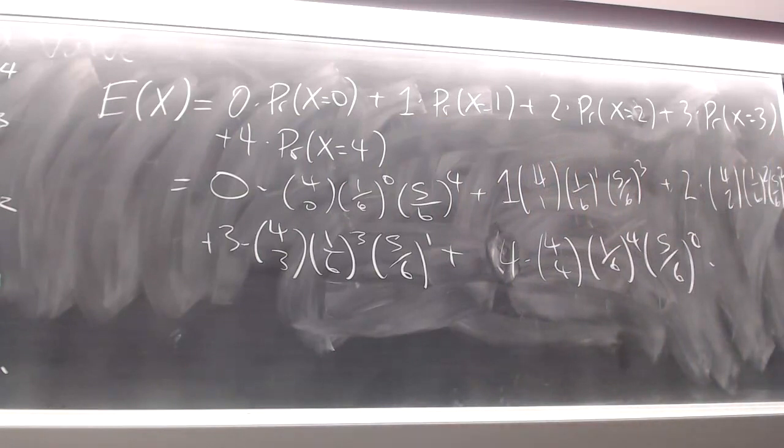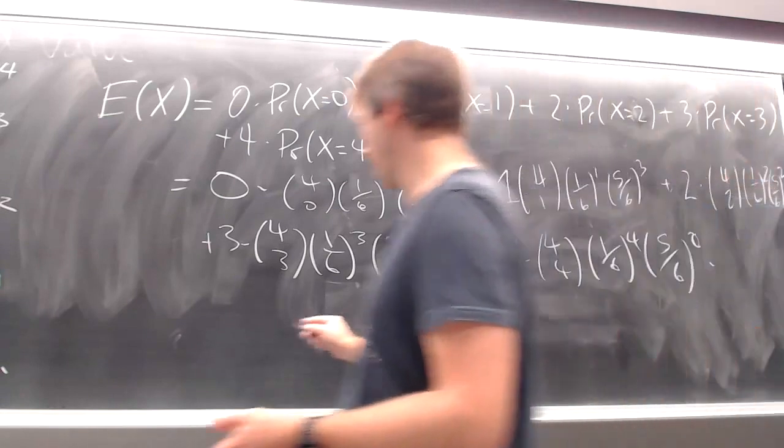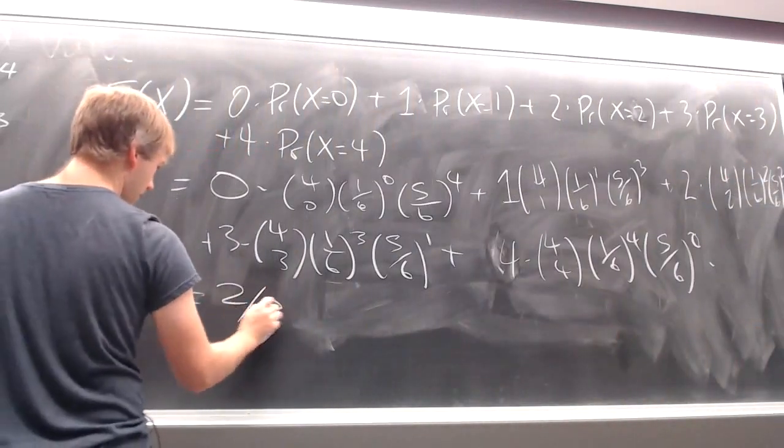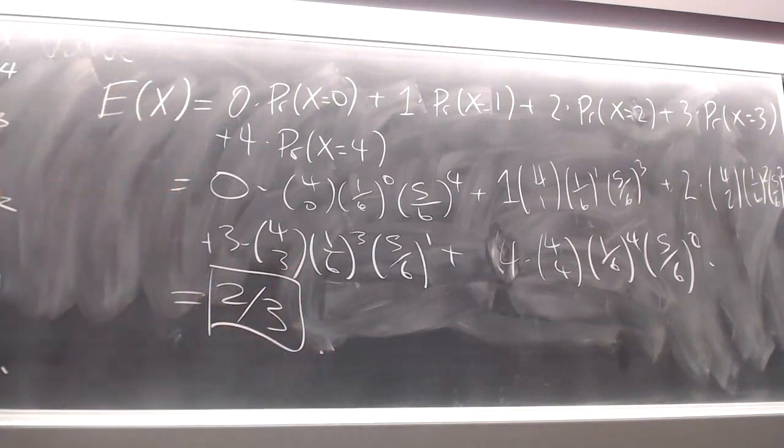It's a lot of writing. If you plug in all the numbers in your calculator, you'll see that that gives you 2 over 3. Okay, so what this says is if you flip a coin 4 times, you should expect to get about 2 over 3 ones out of those 4 rolls. Right? Did I say flip a coin? Sorry, I mean roll a die 4 times, not flip a coin.